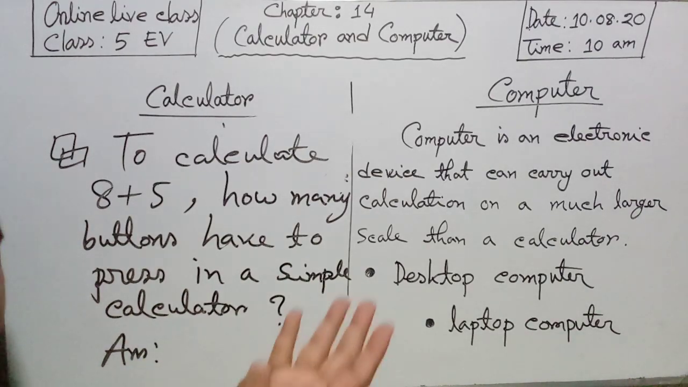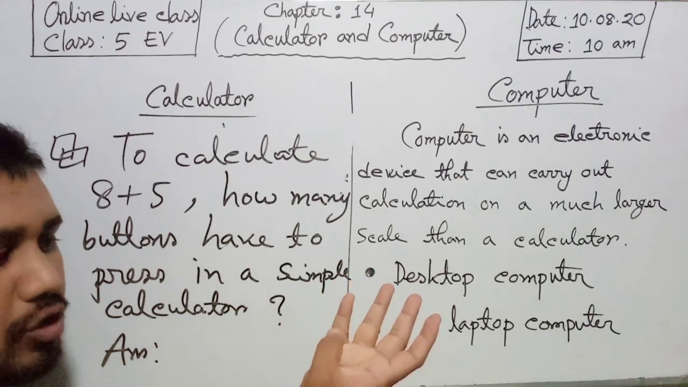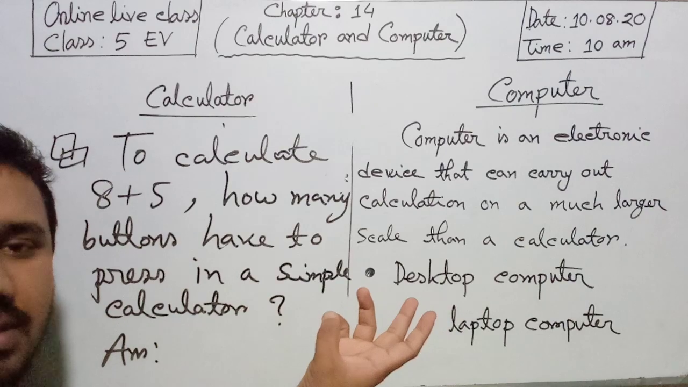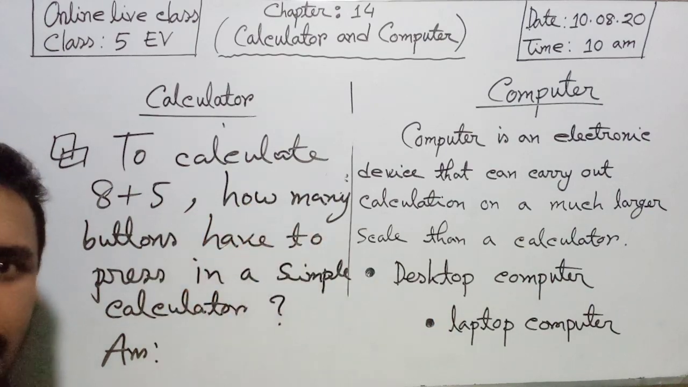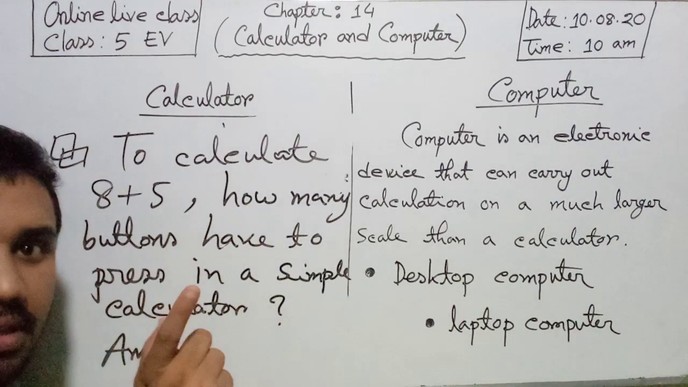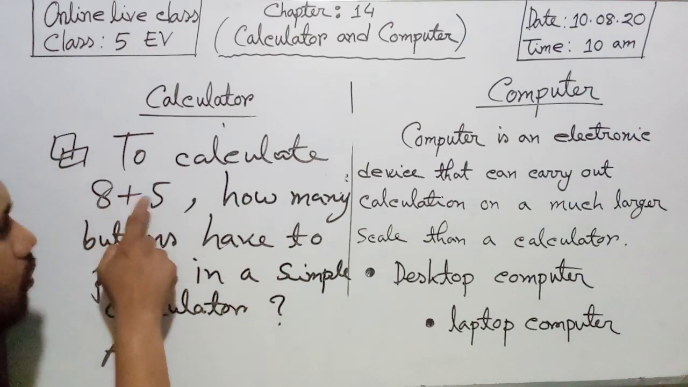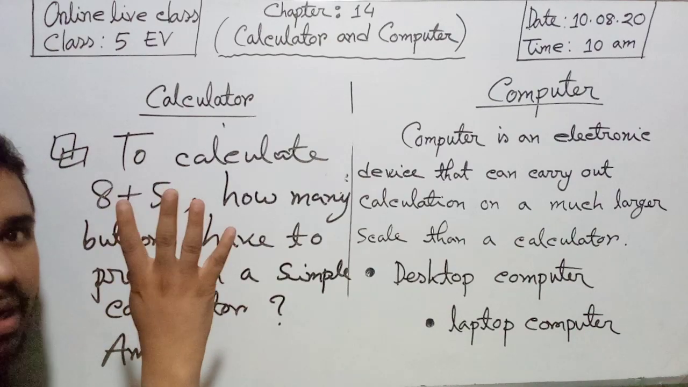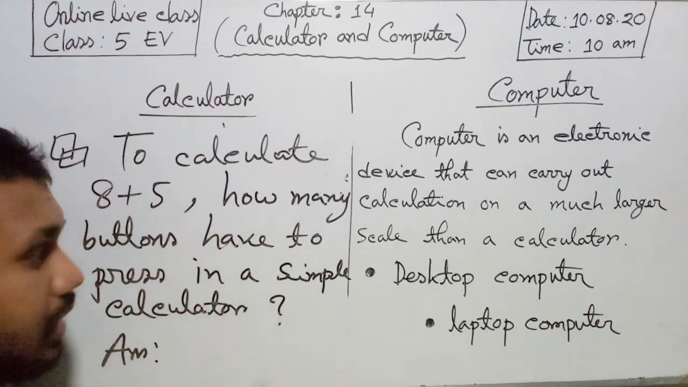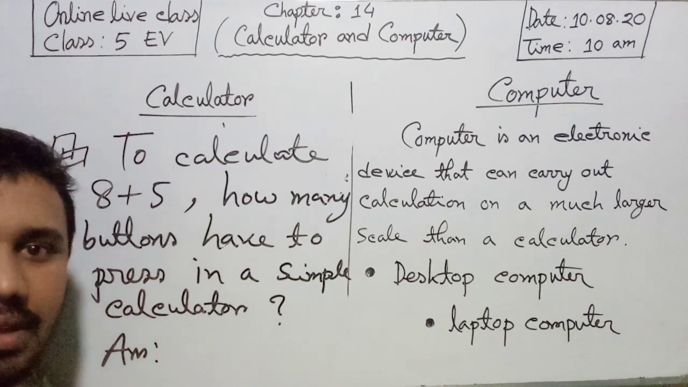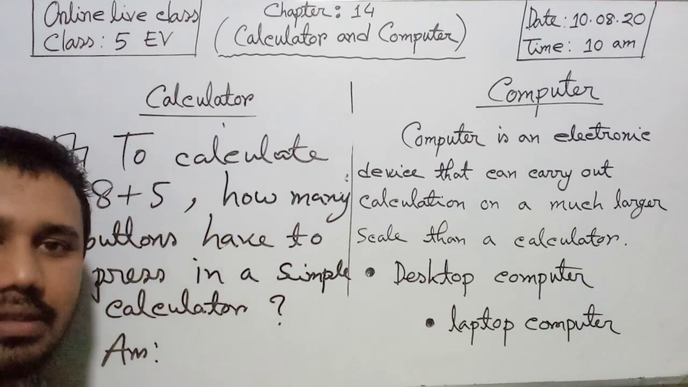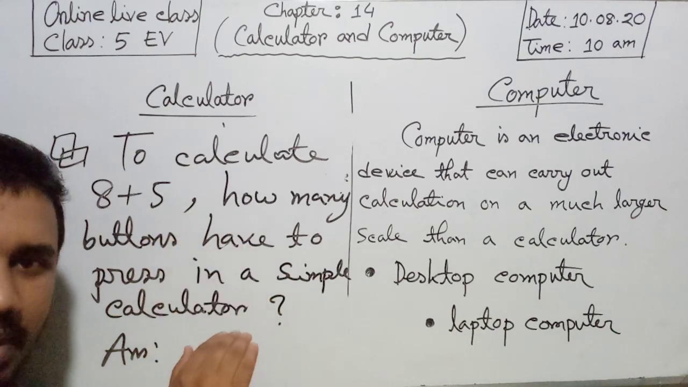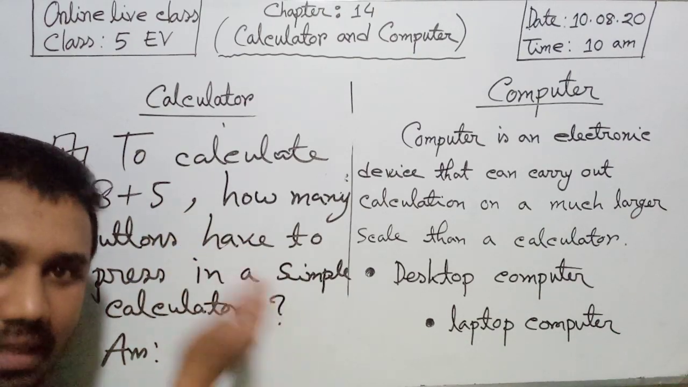8 plus 5. Look, at first you have to press 8, then the plus sign, then you have to press 5, and finally you have to press equal. Then your calculator shows the answer 13. So you can say 1, 2, 3 and another one, the equal sign. Clear? So 4 buttons you have to press. But look, if the calculator is active, then you need 4 buttons. If the calculator is inactive, that means at first you have to press the ON button or SC button to activate the calculator, then you have to solve.